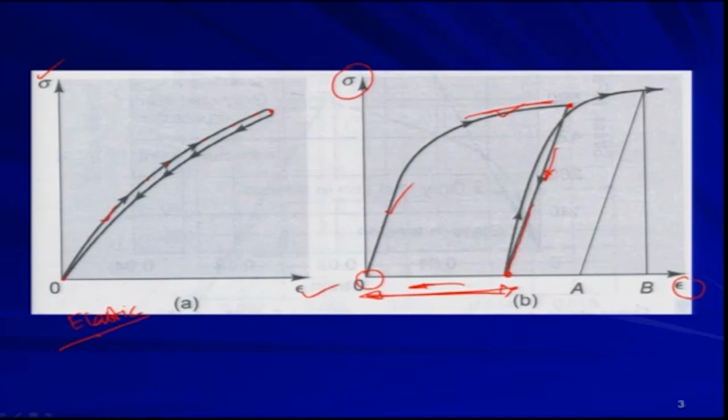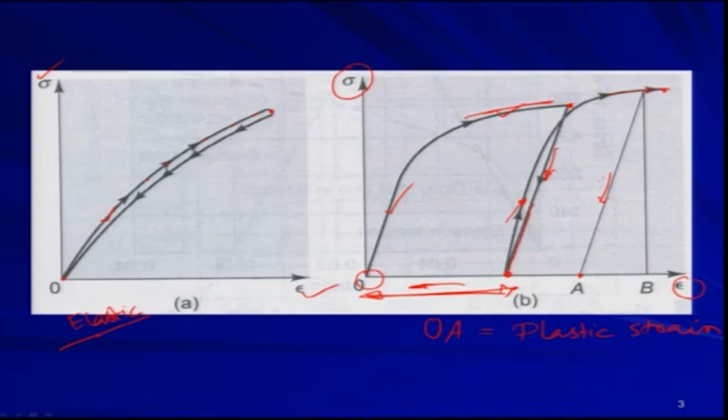Then again you are reloading. So, this is your reloading curve. You are reloading it and you are reaching here, and then again you are unloading at this point. So, you are coming back to this point A. Now, this OA is your plastic strain, right. That is your permanent deformation or the permanent strain that happened due to this loading, reloading and unloading activity.